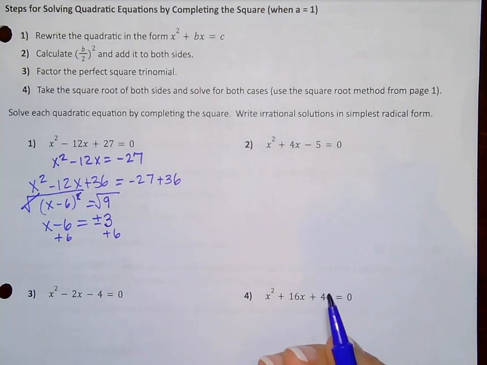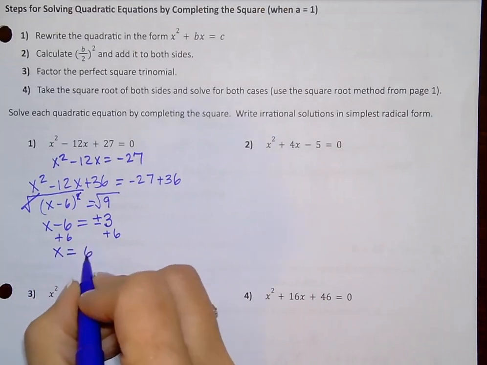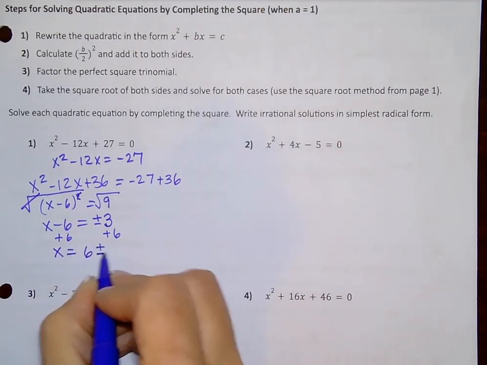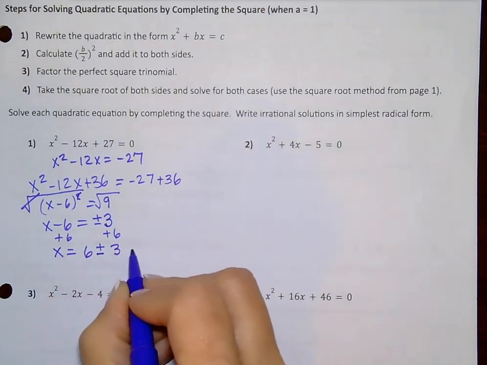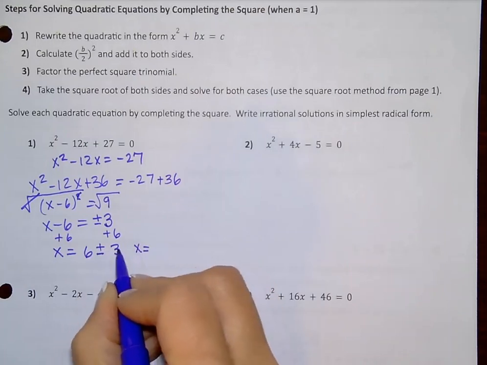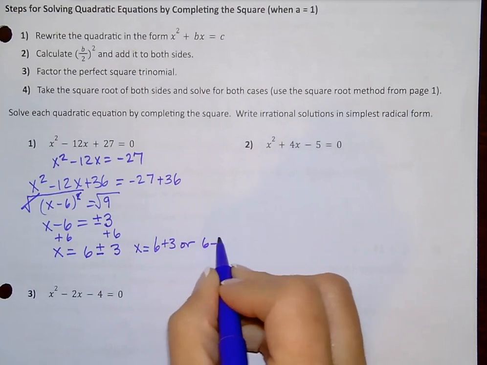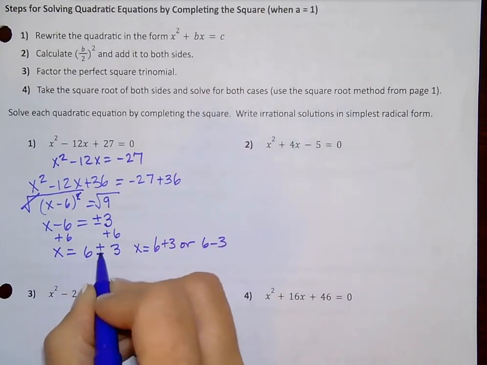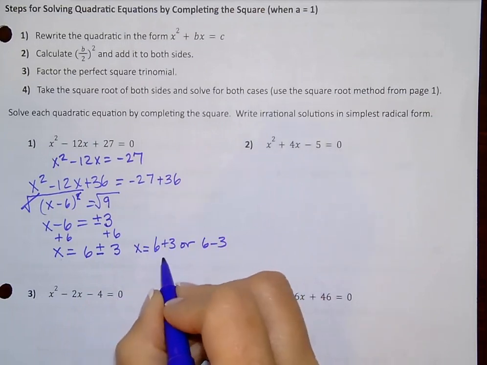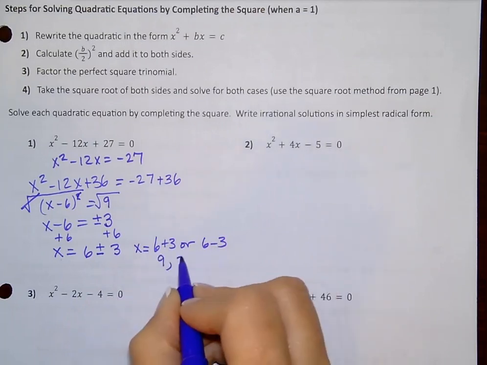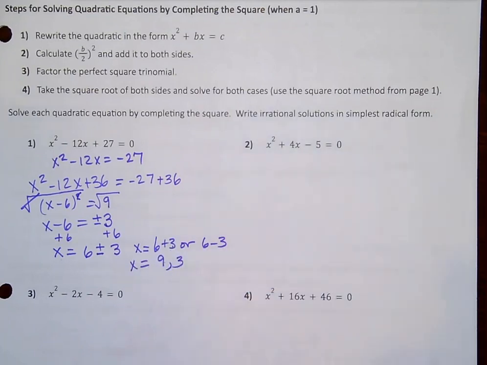So what's going to happen is I'm going to rearrange this. I have x equals 6 plus or minus 3. See how I'm writing it? That really means that I have x equals 6 plus 3 or 6 minus 3, right? X equals 6 plus or minus 3. So it equals 9 or it equals 3. Those are my options. X equals 6 plus 3 or x equals 6 minus 3.